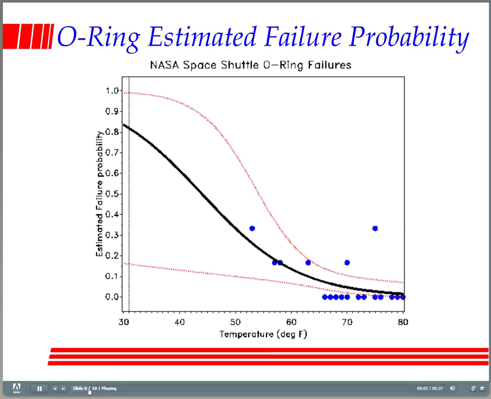For sake of completeness, let me show you this graph. Some scientists and statisticians were asked to predict the probability of failure using only data that was available before the launch. And you can see here a confidence interval around the probability of failure. And you can see that at 32 degrees, they were predicting a very high probability of failure.